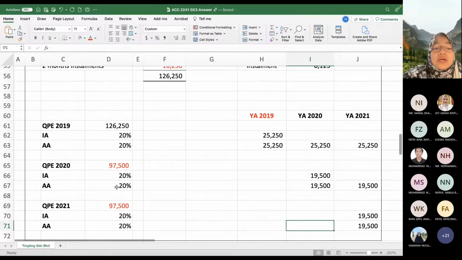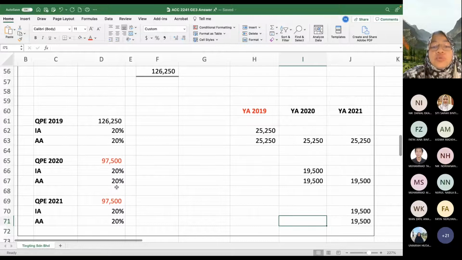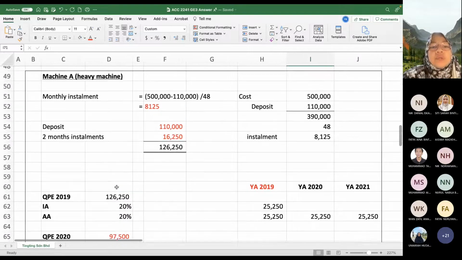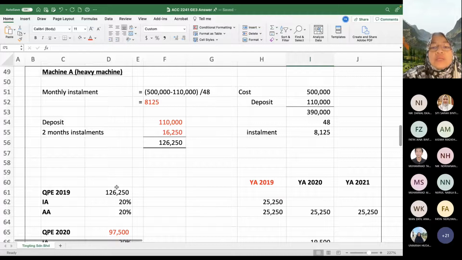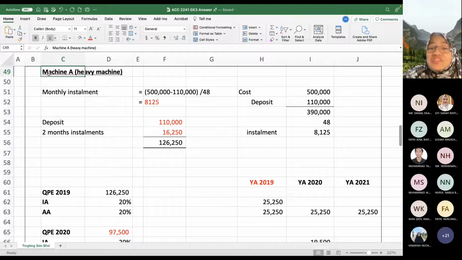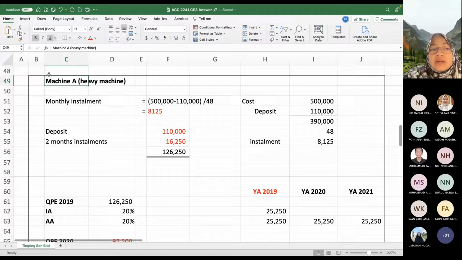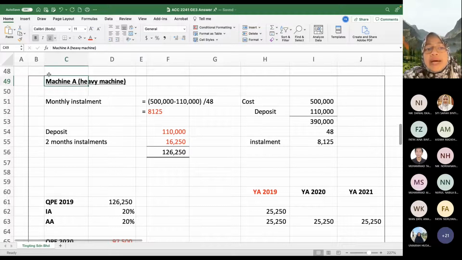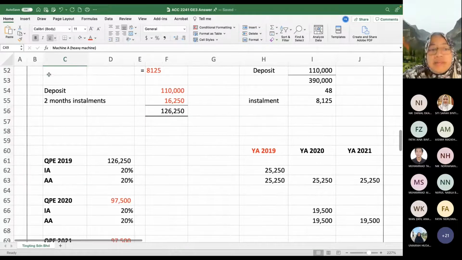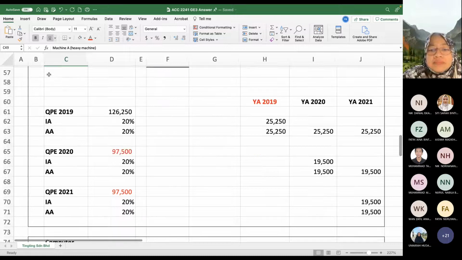So there is a group that really needs to look into hire purchase, because most likely a question will come out on hire purchase as well. And this is a machine, so there's no restriction. Unless it's a passenger car, then there's a restriction on how much you can claim on the qualifying expenditure. It's a machine, so you just do a normal computation. Anyone who is not clear about how to compute hire purchase, let me know. Any question?